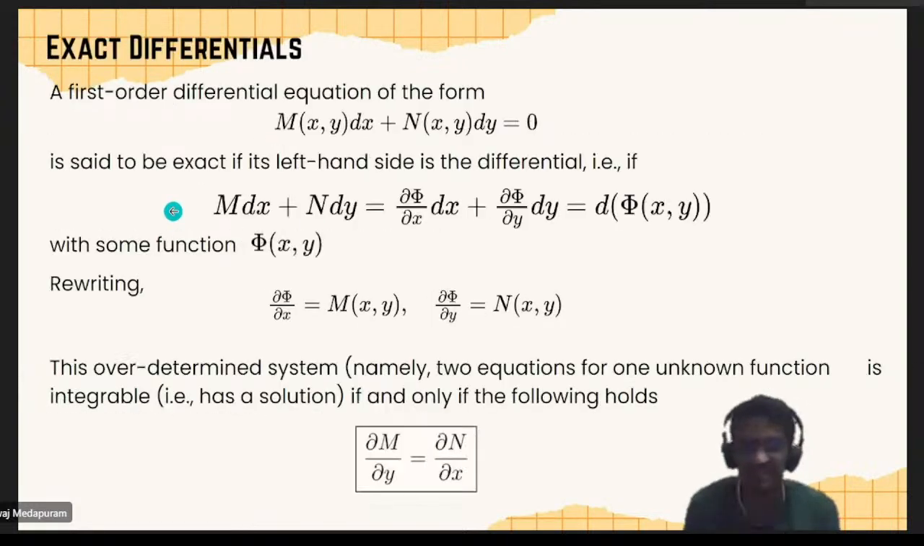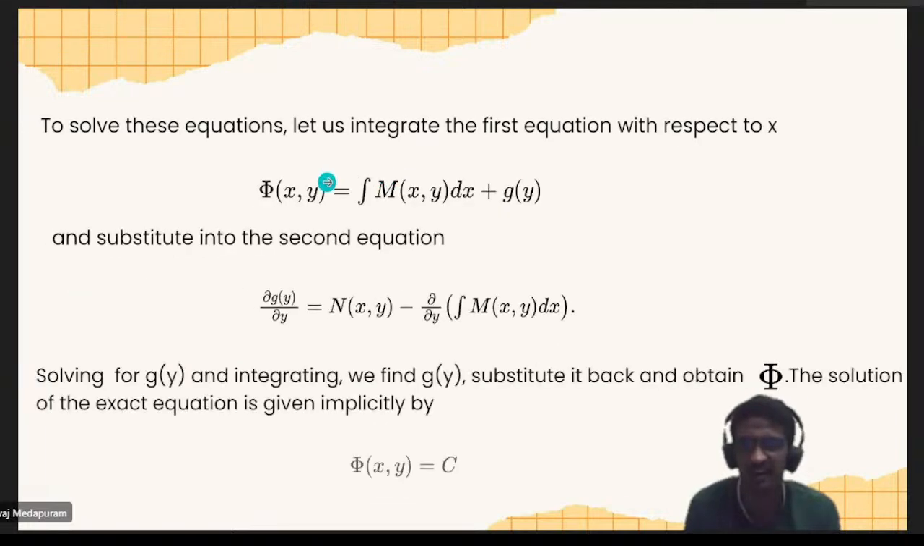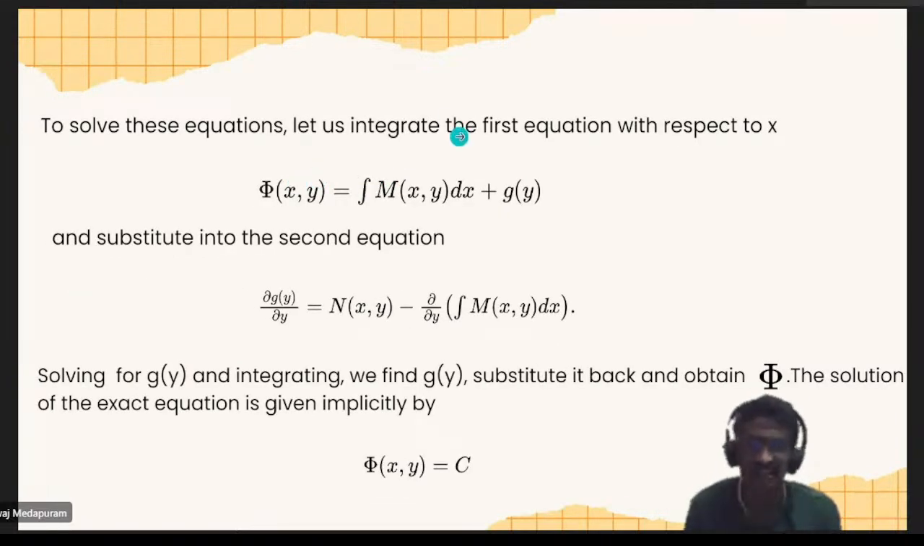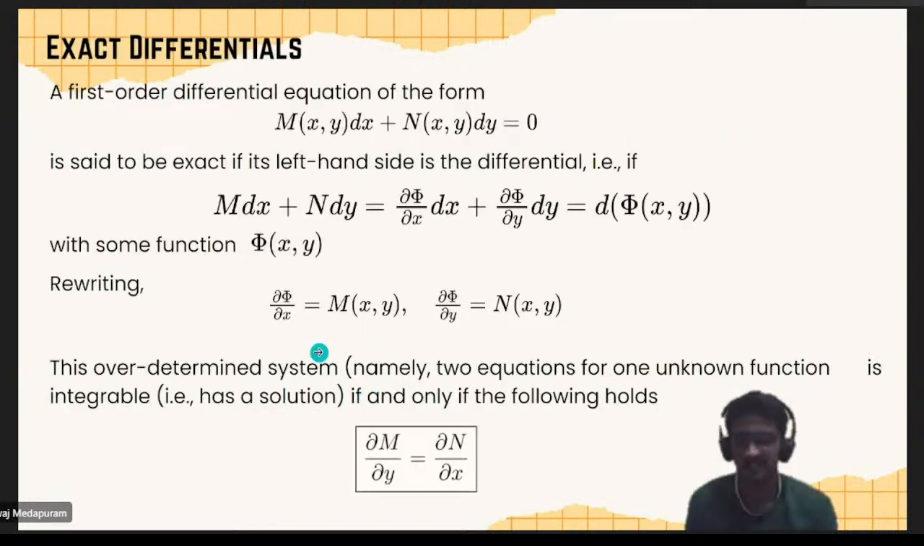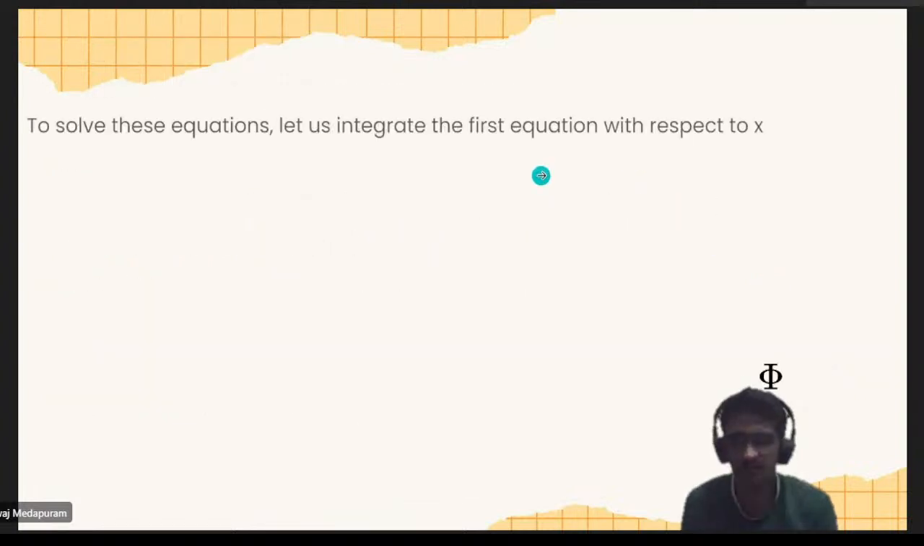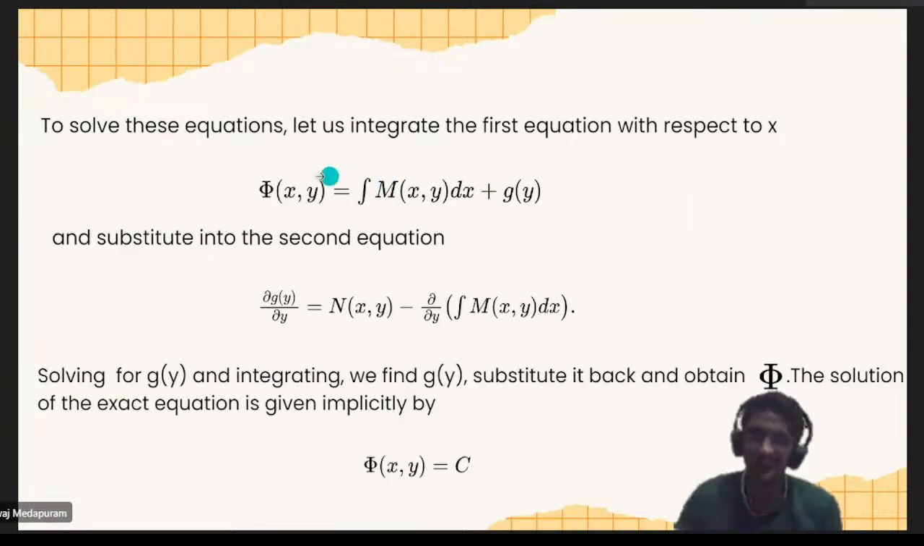We take the first equation, ∂φ/∂x is m. If we just integrate with respect to x on both sides, we have φ equal to the integral of m dx plus g of φ. We have a g of φ just because here we have the differential with respect to x. That means y is constant. Hence, if we differentiate this equation with x, the g of φ term essentially vanishes.